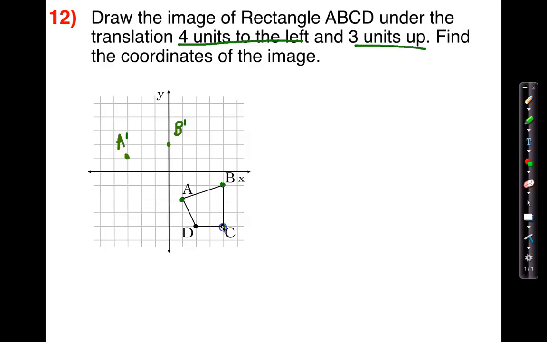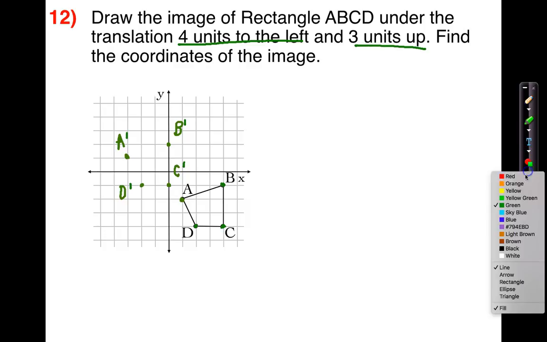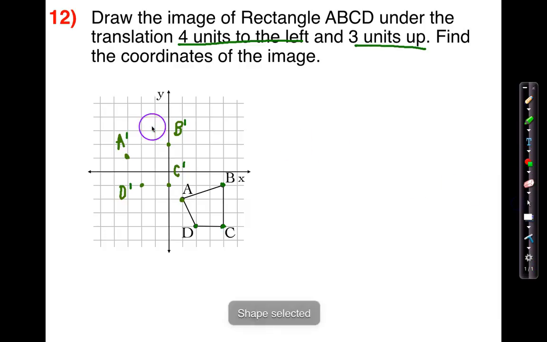Same thing with C, we're going to go 4 to the left, 1, 2, 3, 4, and then up 3, 1, 2, 3. Here we have C prime. And last but not least, let's do D. We're going to go 4 to the left, 1, 2, 3, 4, and up 3, 1, 2, 3. So there is my D prime. Now that I have all of the new points plotted, let's just go ahead and connect the points together to create the new image.